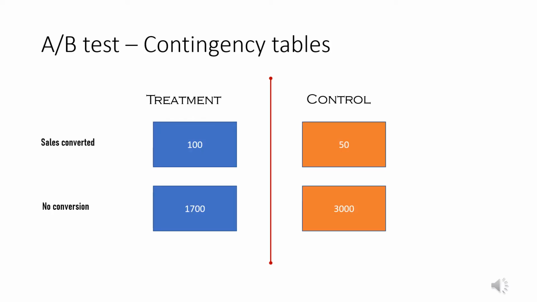Let's say that you have done a marketing campaign and the results are as shown in the picture. So out of the 1,800 people in treatment, 100 people have converted. Out of the 3,050 people in control, only 50 people have converted. Okay, so we work out the conversion rate. The treatment happens to be 5.55% and the control happens to be 1.63%. And to my naive eyes, it's significant. Like, treatment is good, it's a lot better than the control, but we want to mathematically establish that.